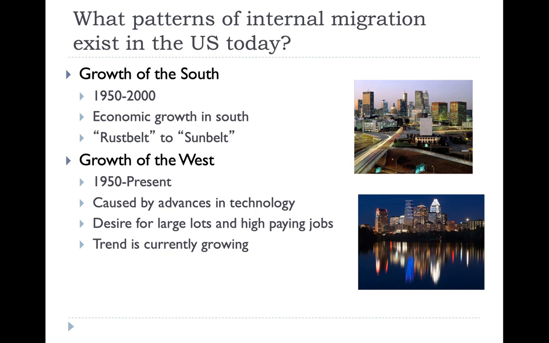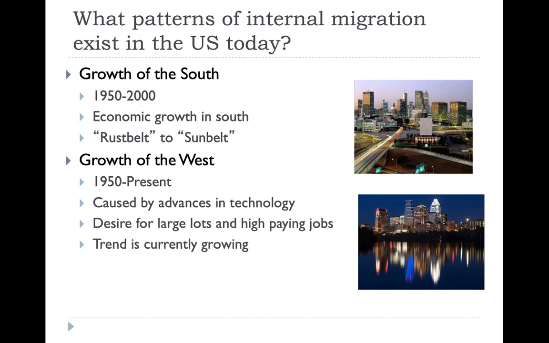Then you also have the growth of the western part of the United States from 1950 to present. This was caused by advances in technology in Silicon Valley out in California really booming. People also have a desire for large lots and high-paying jobs. The further west you go, except for California, the more space there is to spread out and the larger pieces of land are available.